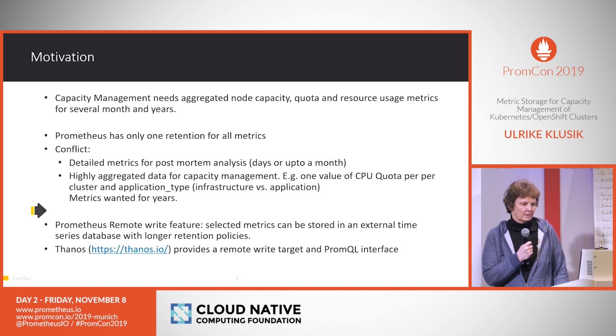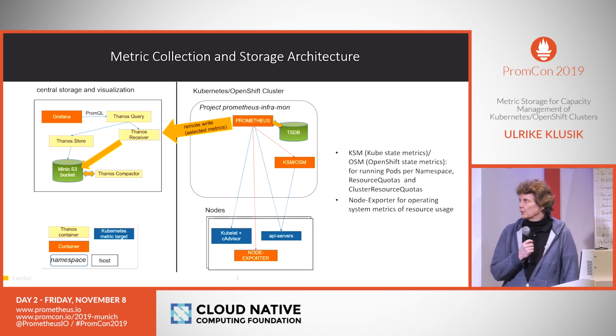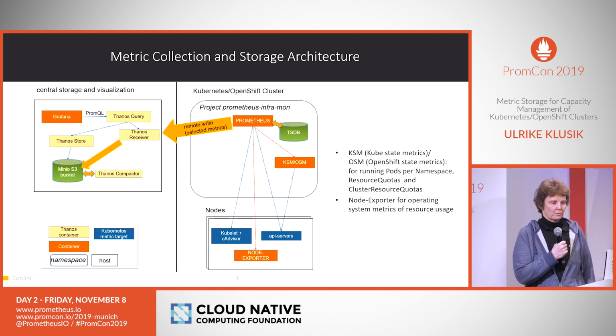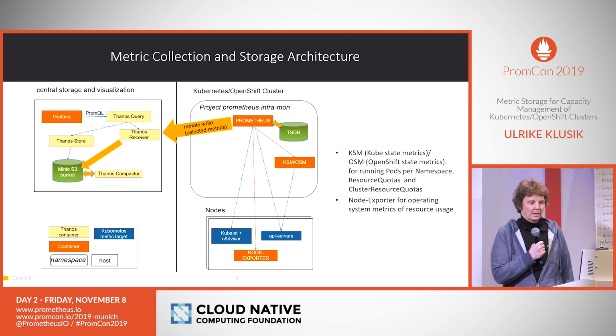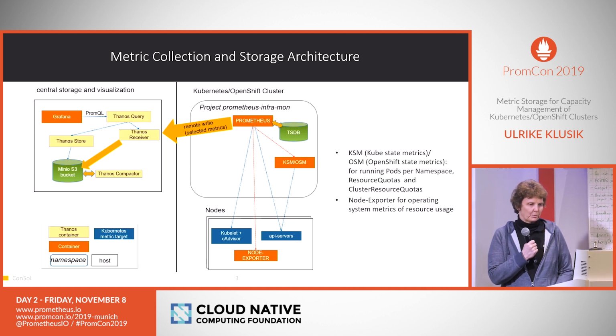So next is a small architecture for this. For Kubernetes or OpenShift clusters, we have the classical setup. Here we have the Prometheus within the cluster, and for the OpenShift part, another component is added, OpenShift state metrics, which additionally provides us with OpenShift specific metric data here. And of course the node exporter there.